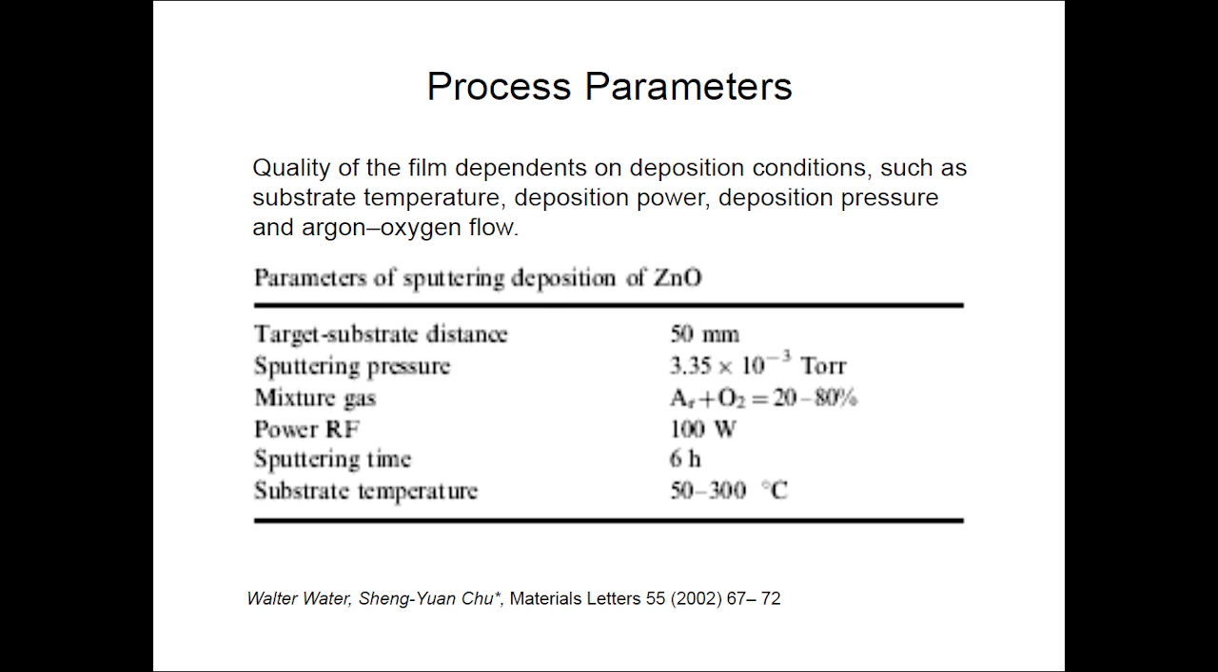Okay, so the quality of the thin film depends on the deposition conditions: substrate temperature, deposition power, deposition pressure, and argon oxygen flow. Those are the different parameters. One will be monitoring power, sputtering time, substrate temperature, target to substrate distance, and sputtering pressure. These are the parameters one will look after for a sputtering deposition of any material.